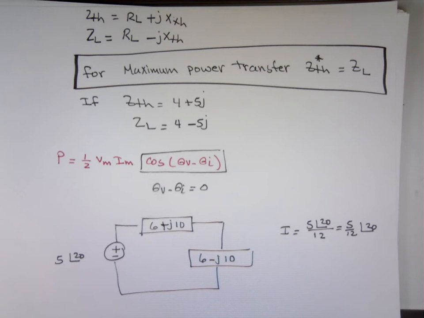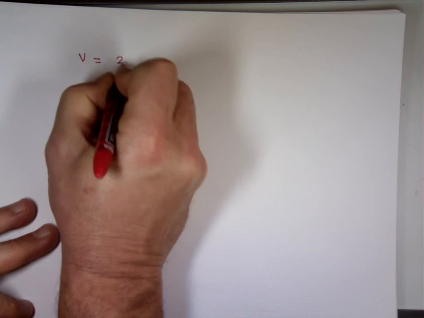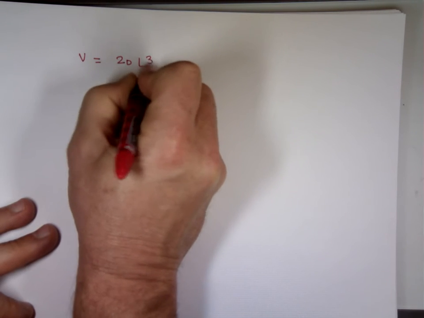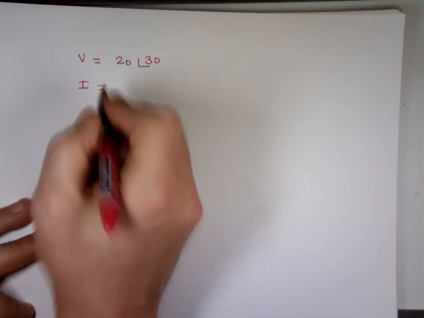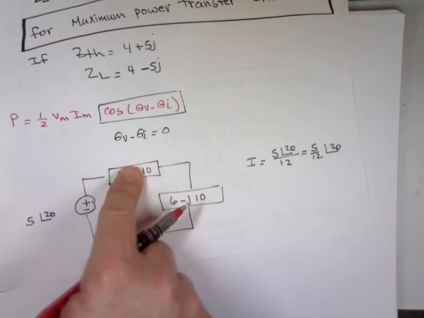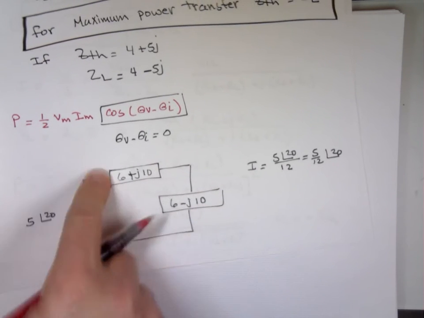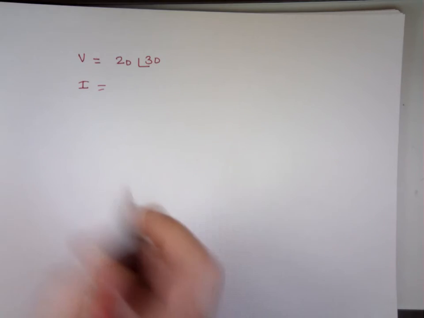The question is, what happens if you have, for example, a voltage of, let's say, 20 angle 30 degrees, and a current that's not at 30 degrees, not in phase? I said it doesn't have to be. This is for maximum power, where you want that to be the conjugate, but it's not always the case. What if this was 6 plus 2j or 6 minus 2j? Then the current will not be in phase with that.